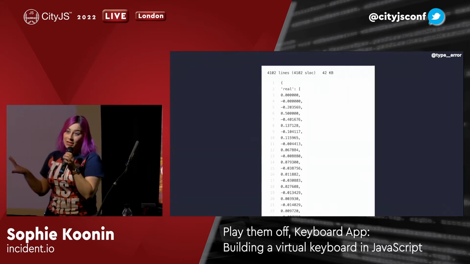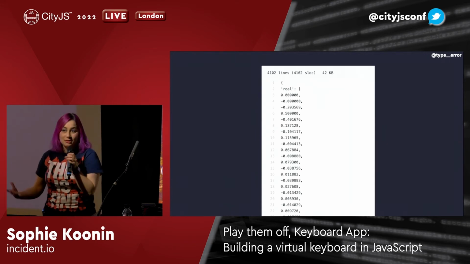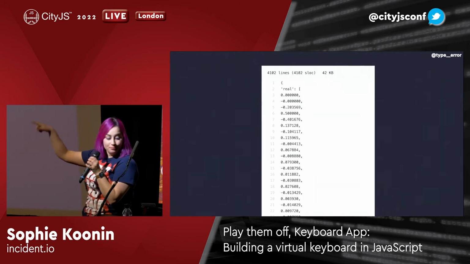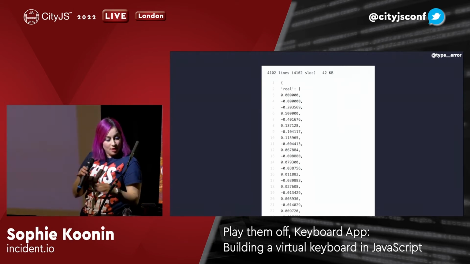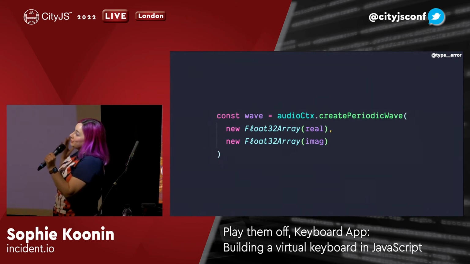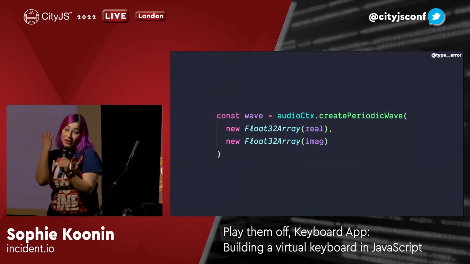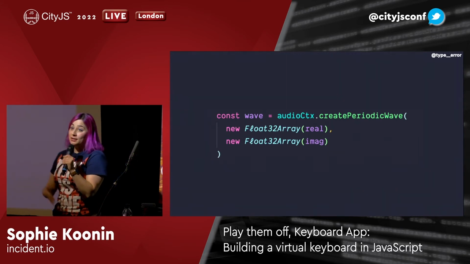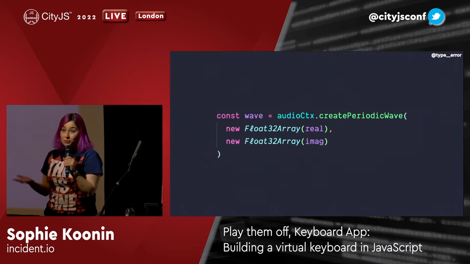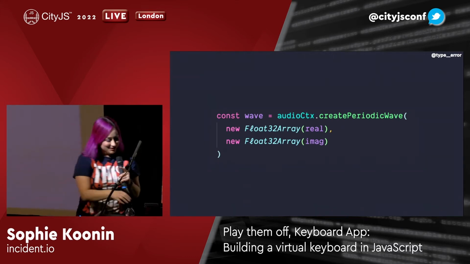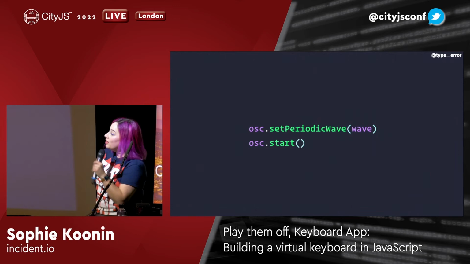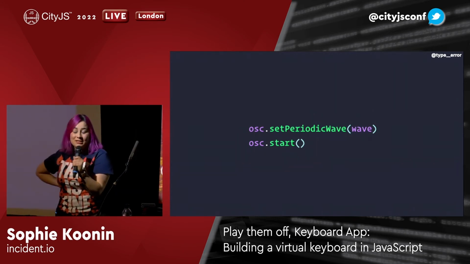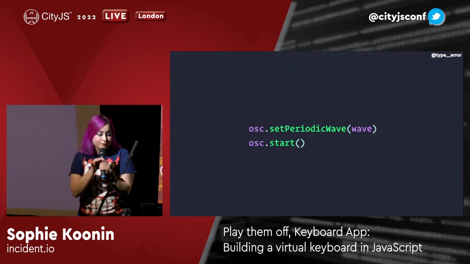This is what a waveform looks like in terms of the Web Audio API. It's arrays of floats, and those are the plots of the points on those graphs that form a waveform. We can pass those floats into the createPeriodicWave function on the audio context, and that will give us a wave that we can then plug into the oscillator. In this case, I found one on GitHub that someone else had created. So we can set the periodic wave on the oscillator and then start it. At this point, it's just playing a constant tone.